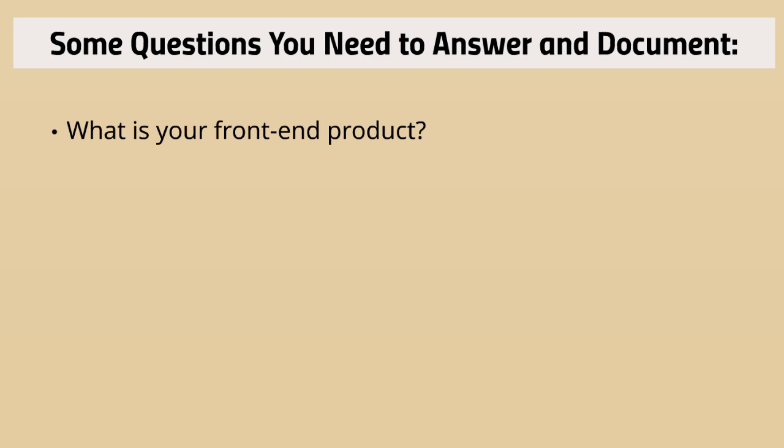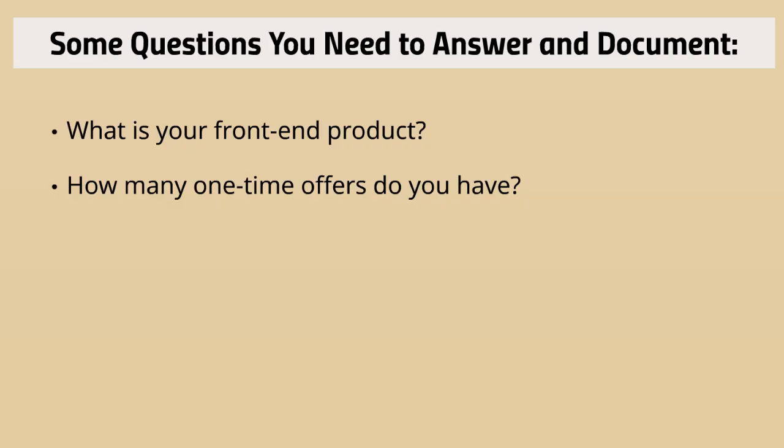Jot down the price. Jot down who's going to support that product, and basically write everything you can about that product. Don't worry about organizing it or anything right now. Just figure out what is your front end product. Is it an ebook? Is it a report? What is it?